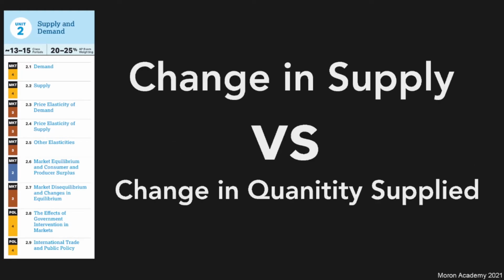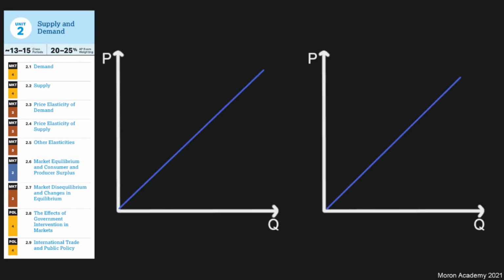So next, we'll be going on to the difference between a change in supply and a change in quantity supplied, because this is a very common trick question on economics tests. So what is the difference? A change in supply is a shift. It's what we were just talking about just now, the 5 shifters of supply. An increase in supply would move the line to the right, and a decrease would move the line to the left.